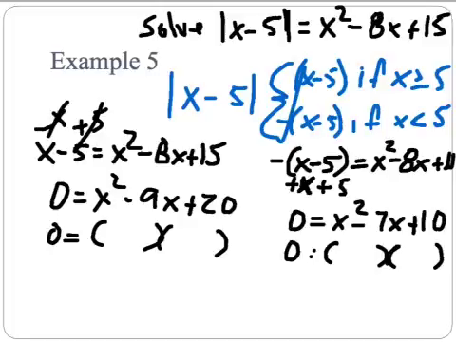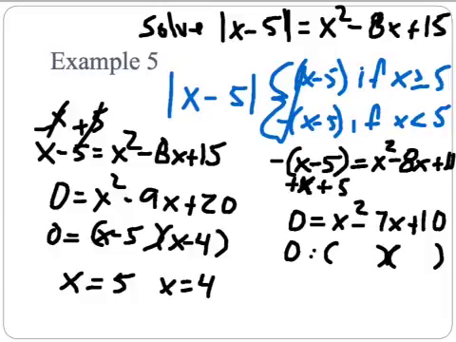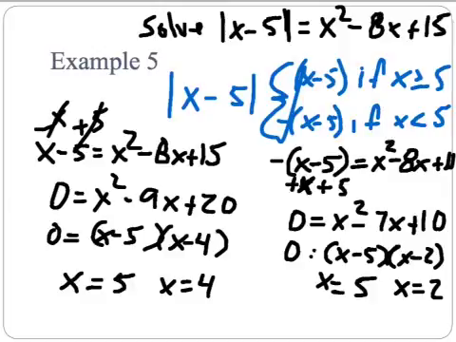Okay, two numbers that add together to give me negative 9 and multiply together to give me positive 20. Well, those two numbers give x minus 5 and x minus 4. So my two answers here are x equals 5, x equals 4. And over here, they have to add together to give you negative 7 and multiply to give you positive 10, so x minus 5, x minus 2. So I'm left with x equals 5 and x equals 2.